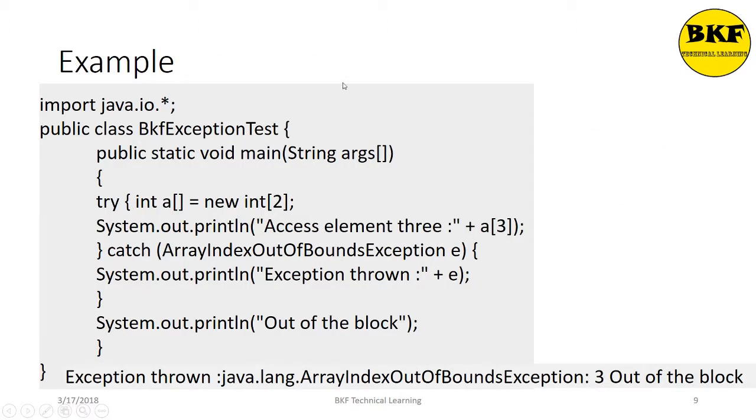Now let's see an example. So there's an ExceptionTest class. There's a main method. We have created an array of size 2, and then we are trying to access the 3rd position, which literally is the 4th position. This code is surrounded by a try block with a catch block for ArrayIndexOutOfBoundsException, and finally we're printing out of the block. So this code compiles fine because everything has been taken care of, but when we try to run it, it is going to throw a runtime exception, an unchecked exception, like this: Exception thrown java.lang.ArrayIndexOutOfBoundsException 3, then we'll print out of the block.